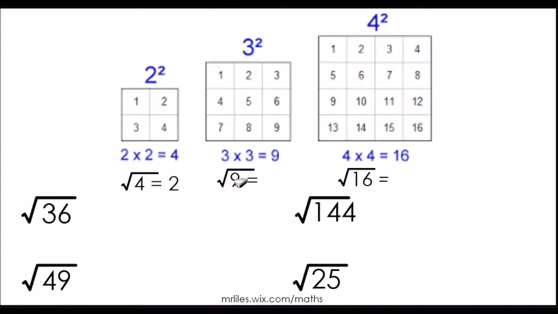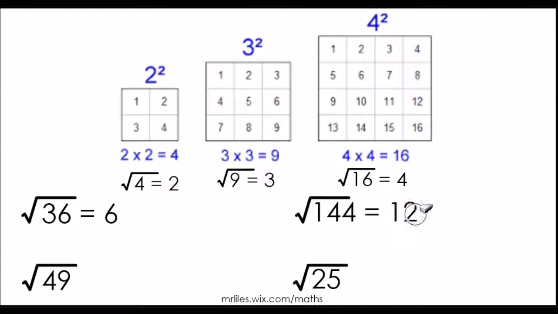The square root of 9 is 3. Because in reverse we think 3 multiplied by 3 is 9. The square root is 3. The square root of 16 is 4. Think of 36, you know that 6 multiplied by 6 makes 36. So the square root of 36 is 6.